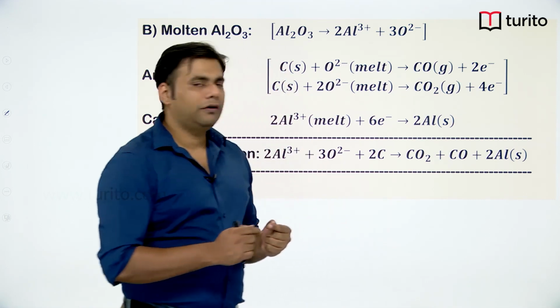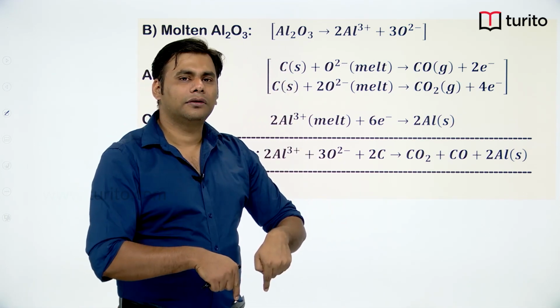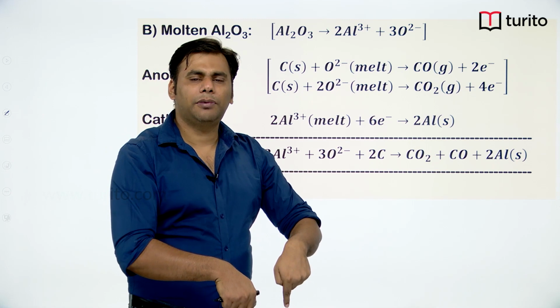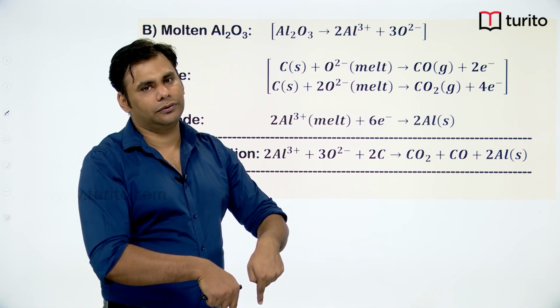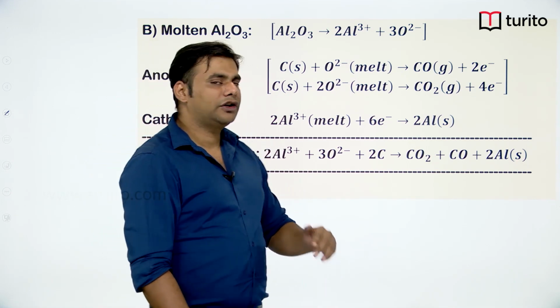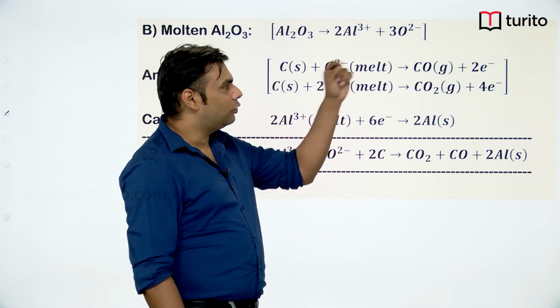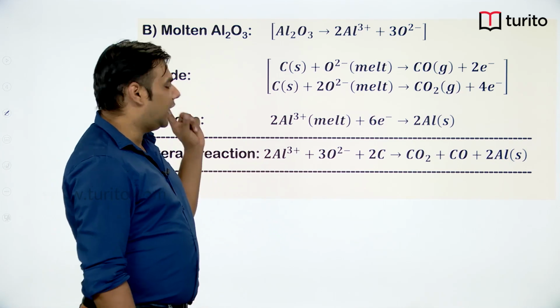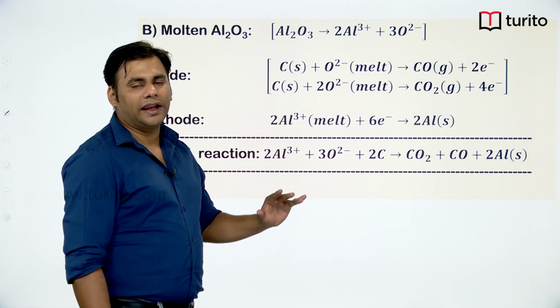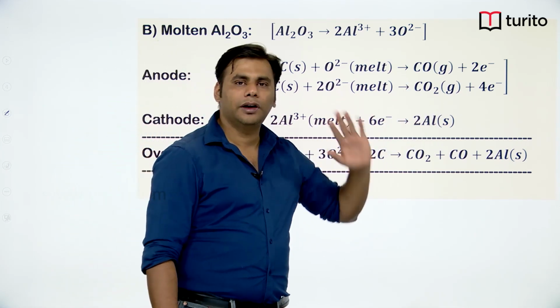Okay. So what we are doing, we are taking a graphite rod and dipping it in the molten Al2O3 solution. We are passing the current. Al2O3 will dissociate into 2 Al3+ plus 3 O2-. Now we know that at the cathode, Al3+ would migrate and get reduced into aluminum solid.